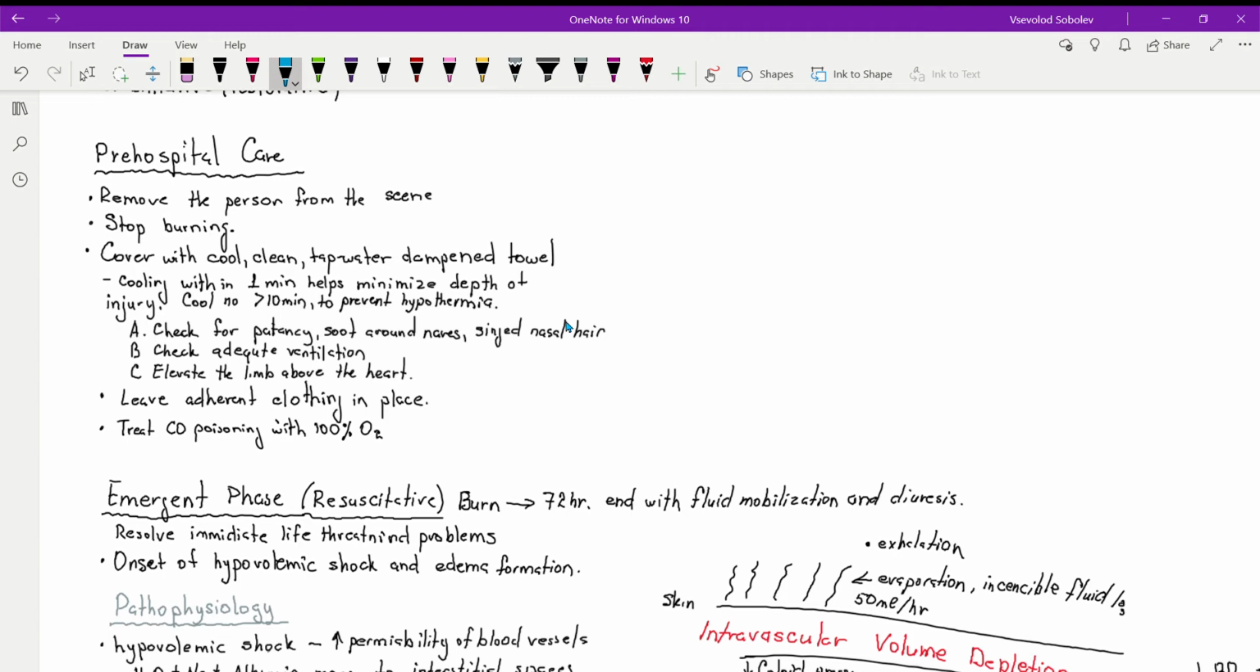Airway, breathing, circulation: check for patency, soot around the nares, singed hair, well, we talked about it. Check adequate ventilation, are they breathing okay? SpO2 is not a definitive indicator in these circumstances. Elevate the limb above the heart level to prevent edema. Leave adherent clothing in place so they do not remove the clothing, and treat carbon monoxide poisoning with 100% oxygen.